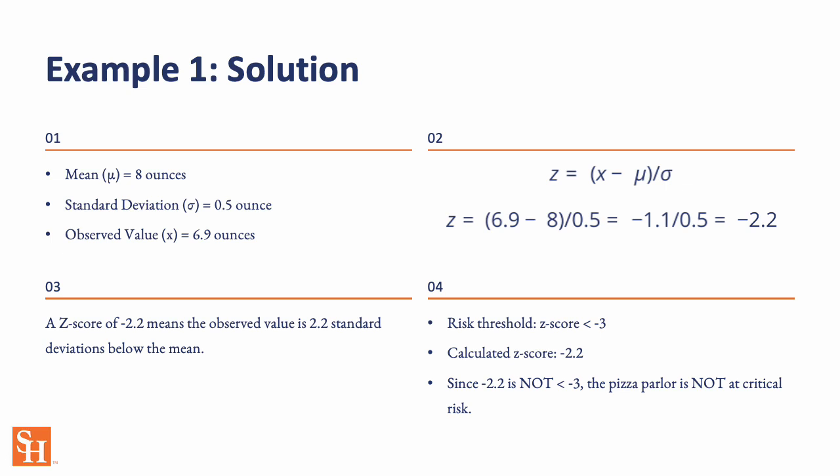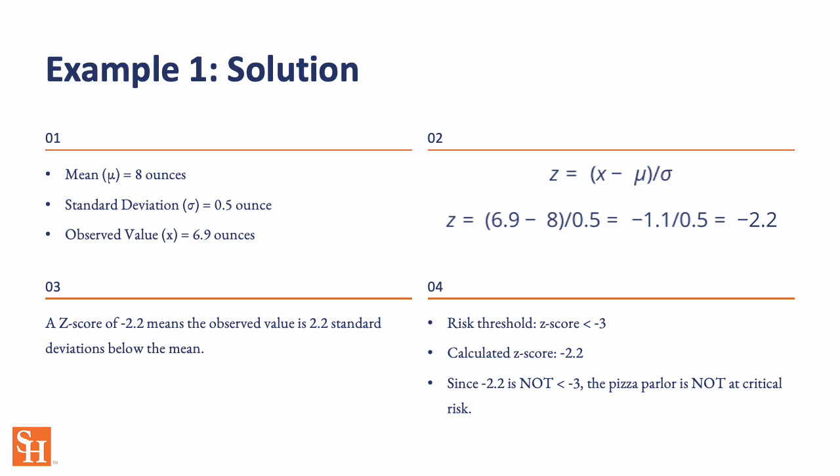So now let's see how we can calculate the Z-score for this case. The mean amount of cheese they use for making pizza was 8 ounces with a standard deviation of 0.5 ounce, and the observed value for a certain pizza was 6.9 ounces. Now we have to calculate the Z-score associated with this value. By using this formula, where x is the value, mu is the mean and sigma is the standard deviation, we get the Z-score associated with 6.9 ounces as negative 2.2.